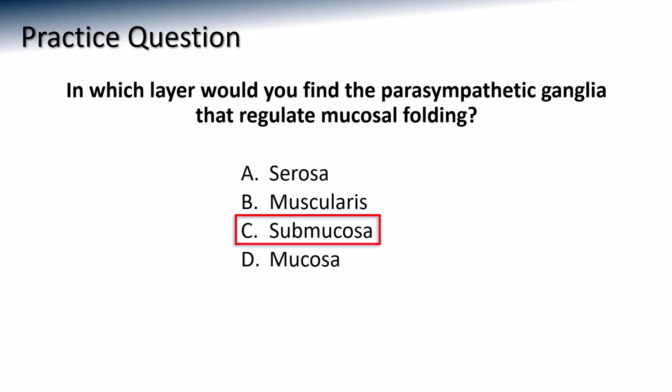All right, admittedly, that was a little bit of a mean question. These are actually located in the submucosal plexus because the only nerves in the myenteric plexus are the ones that are going to be innervating those circular and longitudinal fibers that actually participate in peristalsis. The layer that regulates mucosal folding does not do any sort of propulsion. Okay, so this is located in the submucosal plexus.